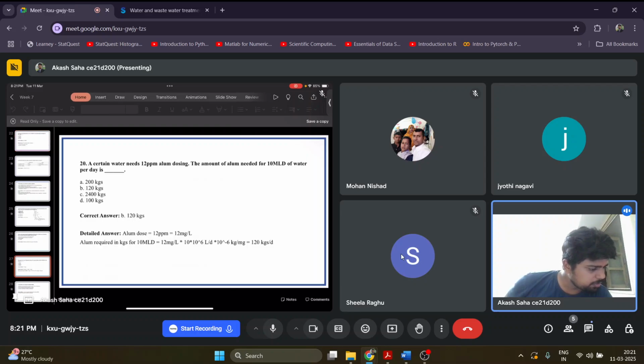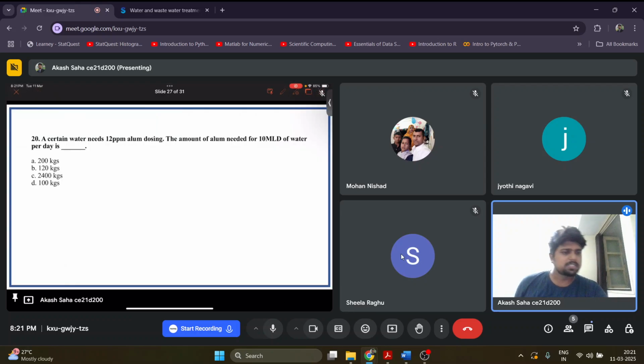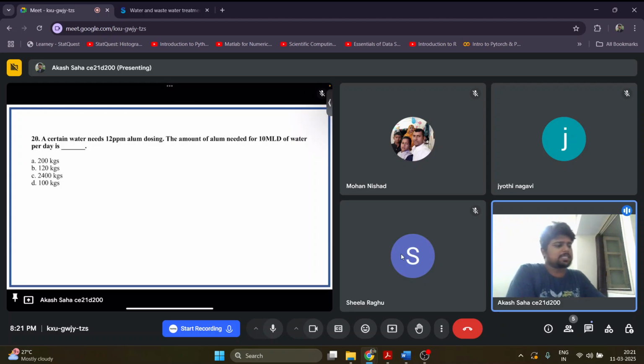Okay. I'm skipping the theory questions for now because we have discussed all types of them. So I'm basically concentrating on the numericals. So a certain water needs 12 ppm of alum dosing. The amount of alum needed for 10 MLD of water per day is. So how much alum will be required for 10 MLD of water, if the dosage is 12 ppm? So please tell me the answer. The answer has to be in kgs.